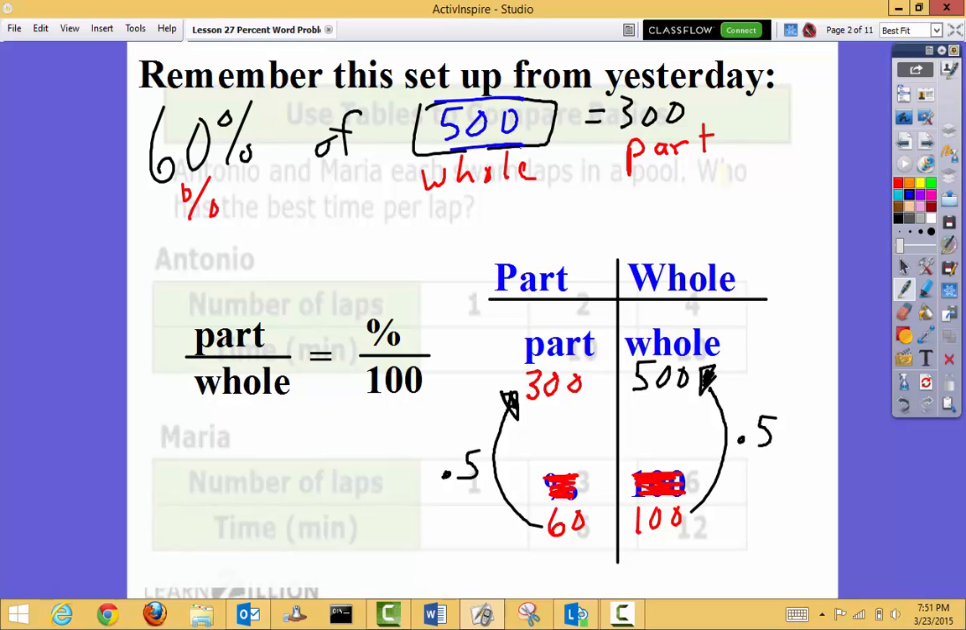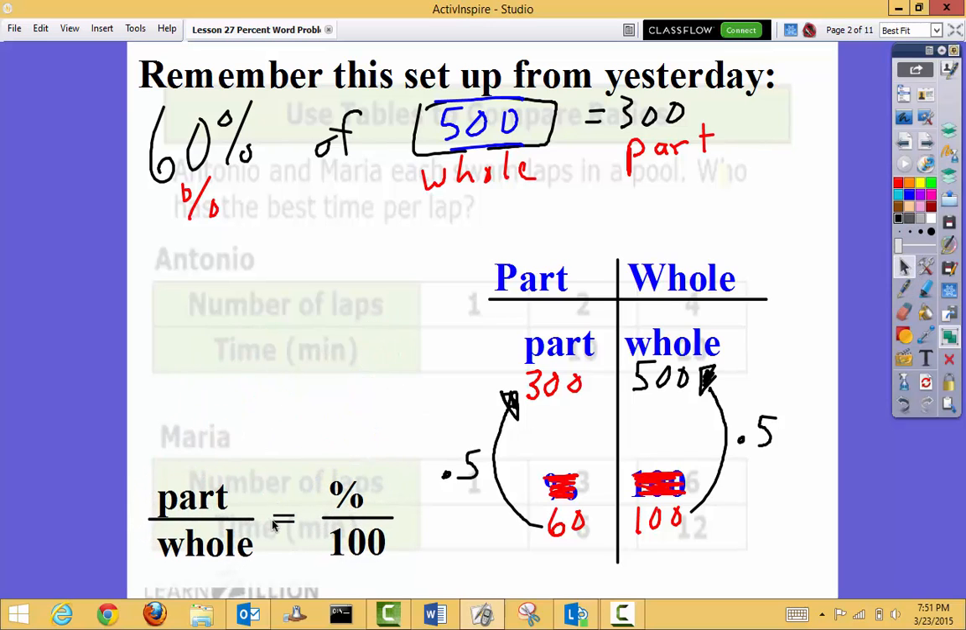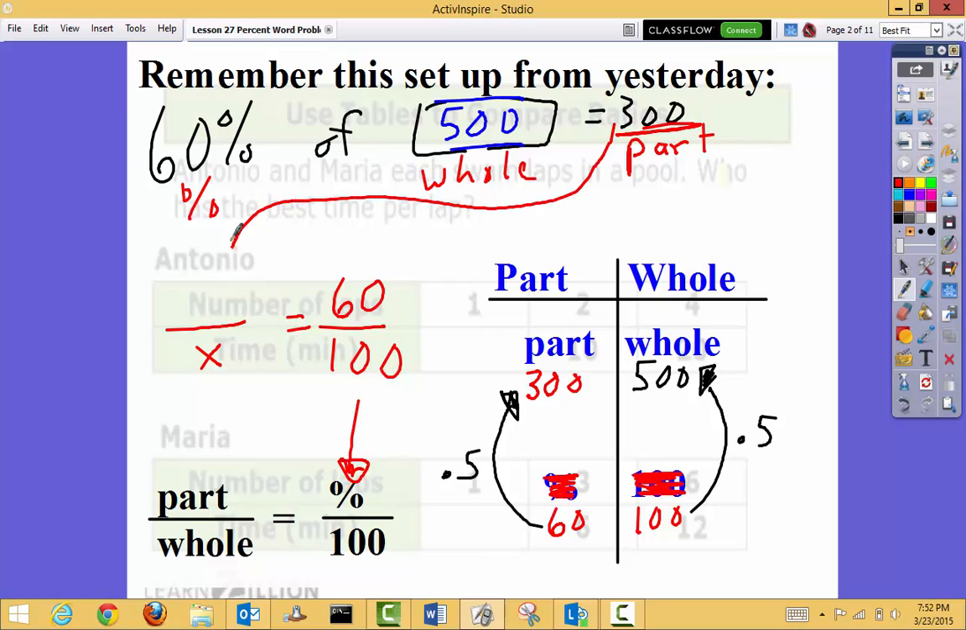60% of 500 is 300. I'm just going to do it this way as well. So let's check. My percent is 60, so I'm just filling this in. This comes straight from here. Equals, I don't know the whole, so I'm just going to put a question mark, or better yet, I can use a variable since I don't know it. But I do know its part. My part is what? 300. So that 300 is going to go in for my part.